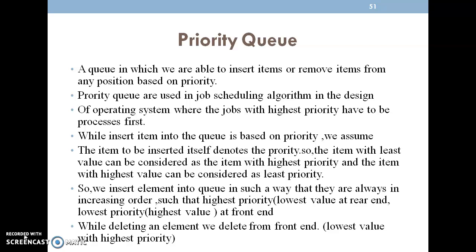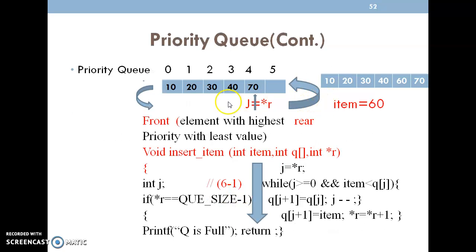Okay. And in this queue we always store the elements in increasing order. So we insert the element into the queue in such a way that they are always in increasing order, such that the highest priority with the lowest value is at the rear end, and the lowest priority with the highest value is at the front end. Like in this example I have taken here.